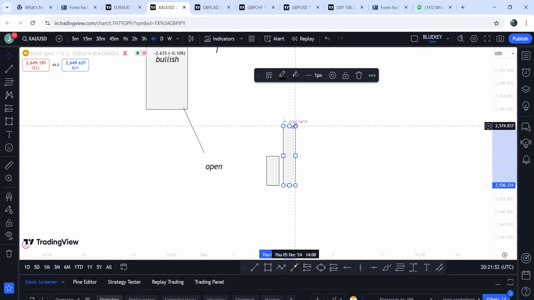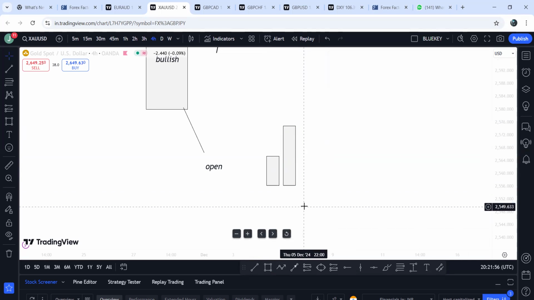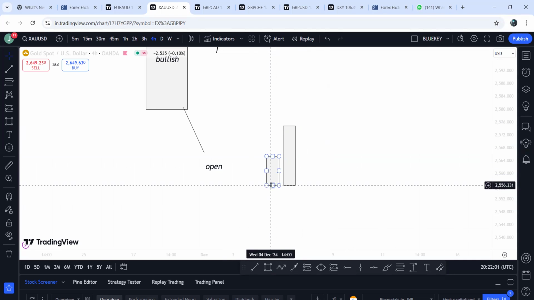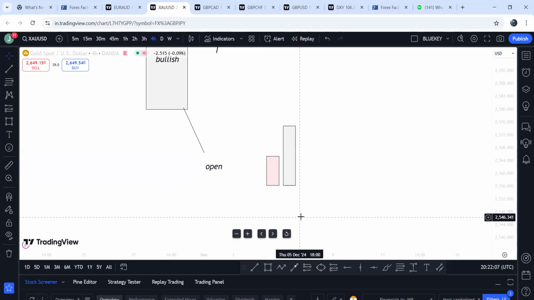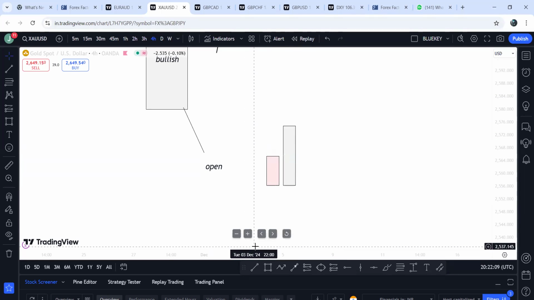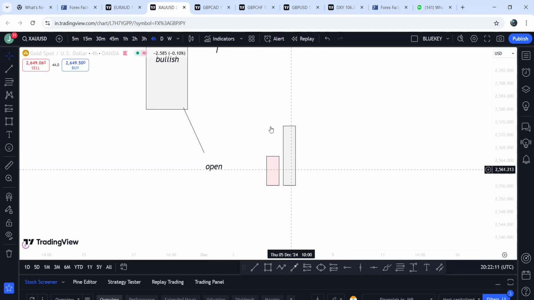Another candle appears. Oh God, I'm so tired. Another candle appears just like this. So now this right here, let me paint this as red. So this is what a bullish candlestick looks like. Sorry, a bullish engulfing looks like.